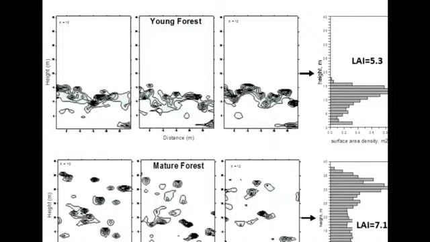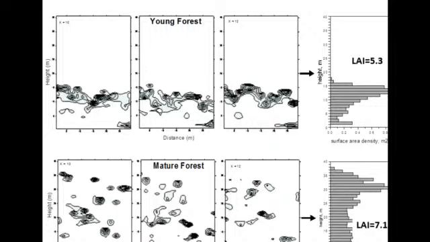Here's an example of the kind of things you get from that. The top row of panels shows you individual slices acquired with this system overhead. The top three are from a young forest. These are individual slices that are parallel, and the bottom one is a mature forest.